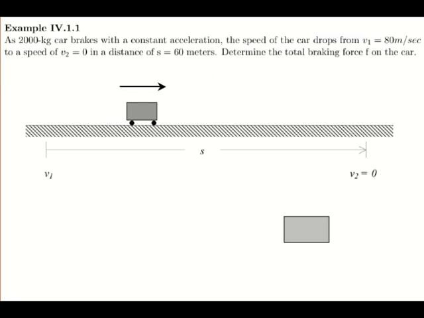Okay, in this example, we've got a car which is moving to the right. It's got a known speed of 80 meters per second. And at that point, the driver of the car decides to brake. Then as a result of a constant acceleration of the braking, the car is brought to rest after traveling an additional 60 meters along the road. What we're asked to find is what's the total braking force on the car during the braking.